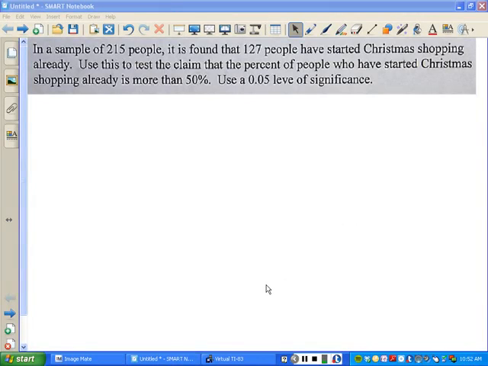This first one comes out of Section 8.3, I apologize. In a sample of 215 people, it was found that 127 people have started Christmas shopping. Use this to test the claim that the percent of people who have started Christmas shopping already is more than 50%. Use a 0.05 level of significance.